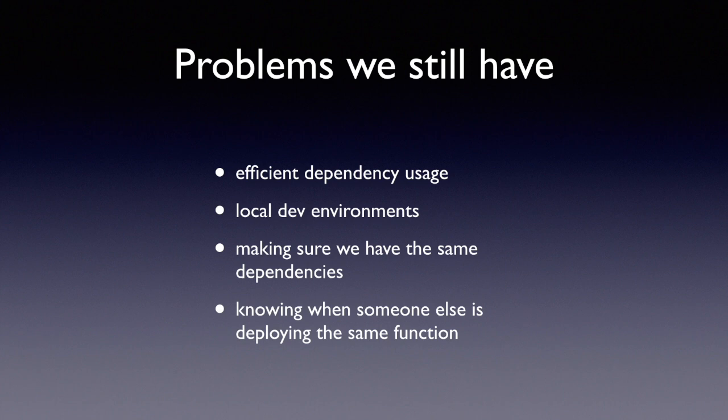Some of the problems that we still have with this, though, are efficient dependency usage. So one problem is a lot of our functions require Boto, for example. So Boto has to be included in every zip file. There's no easy way around this. We could theoretically deploy a Lambda function that's just Boto, but that actually makes things more complicated. So this is a problem that we haven't really solved yet.